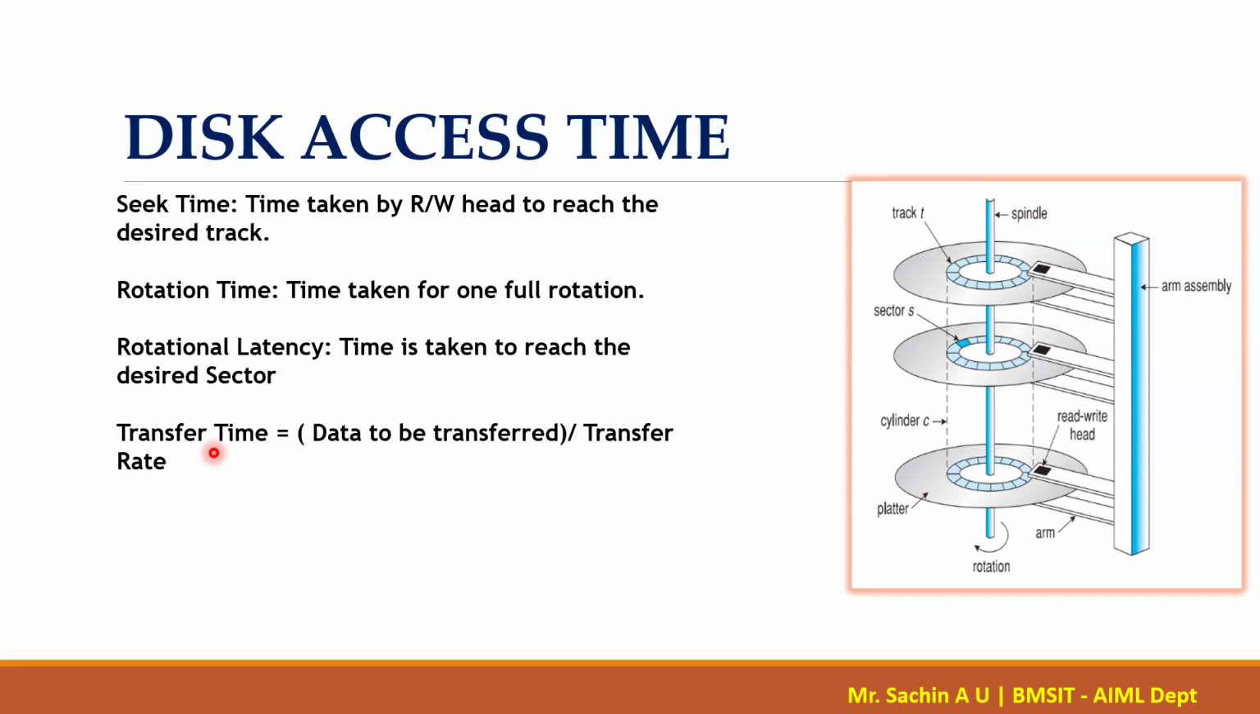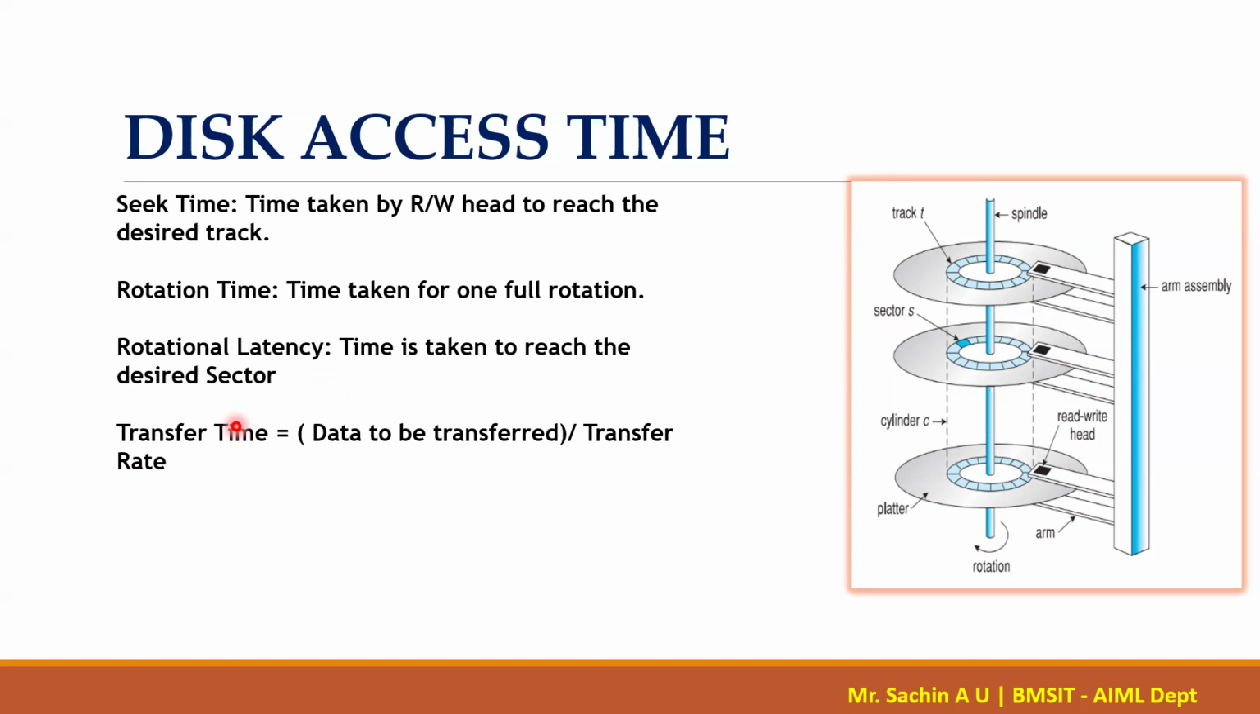After that, you have to reach a particular sector, and that is the rotational latency. After that, you have to either retrieve the data, that is read the data, or store the data. Reading the data and storing the data is called your transfer time. So to do all this, we have to add seek time, rotational latency, and transfer time. If you do that, you will get the answer for your disk access time.